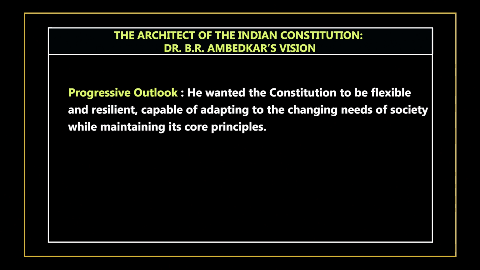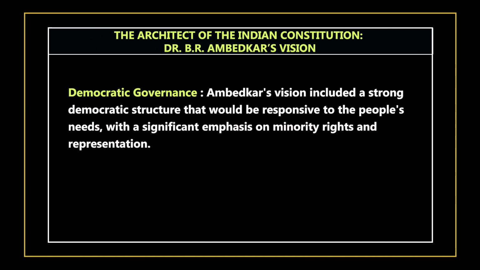Next is progressive outlook. He wanted the Constitution to be flexible and resilient, capable of adapting to the changing needs of society while maintaining its core principles. Next is democratic governance. Ambedkar's vision included a strong democratic structure that would be responsive to the people's needs, with a significant emphasis on minority rights and representation.